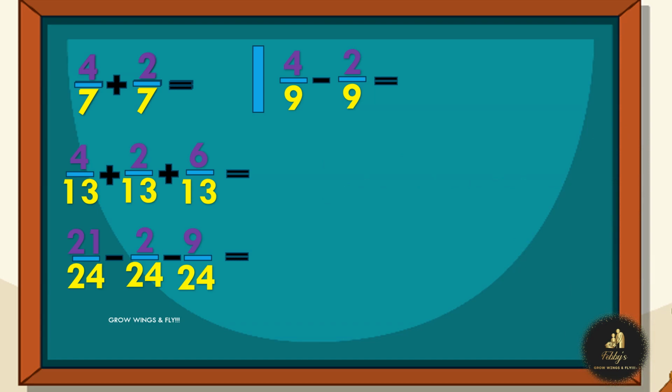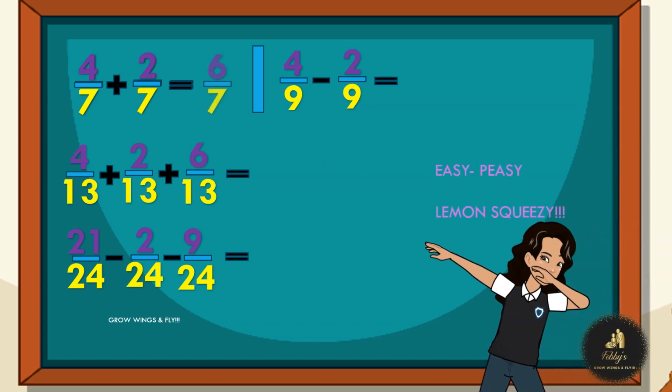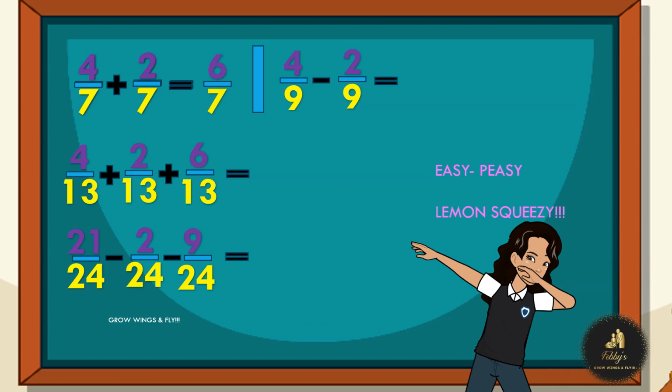That was easy peasy, Mr. Febby. I have already got the first answer. The first answer is 6/7 because 4 add 2 is 6. And I keep the denominator the same, which is 7. For my second answer, I think I should be getting 2/9 because 4 take away 2 is 2 and the denominator remains the same, 9.